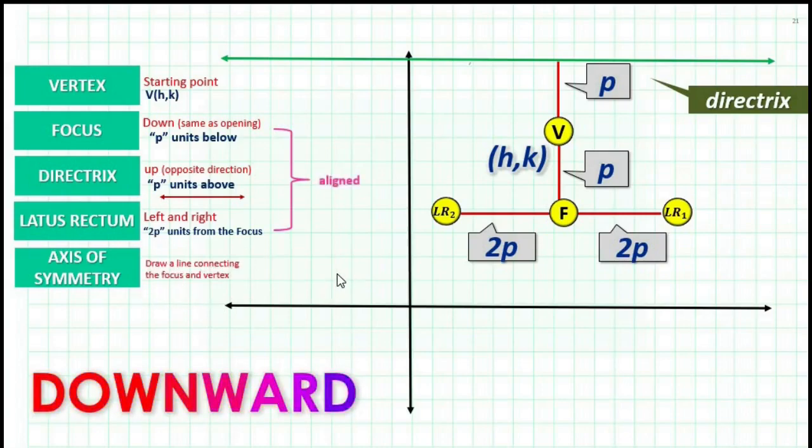So after plotting the latus rectum, we can now graph the axis of symmetry, and we simply draw a line connecting the focus and the vertex. And this is still a vertical line because when you draw a line or connect the points of vertex and focus, you will be able to graph a vertical line.